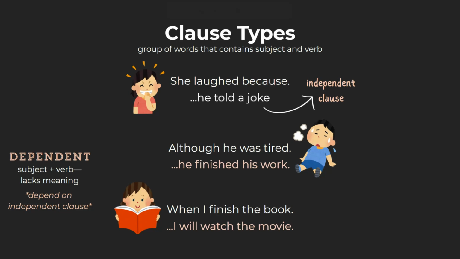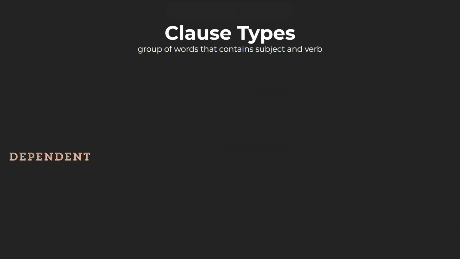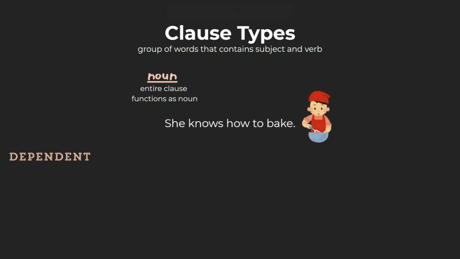As we've stated, there are three main types of dependent clauses: noun clauses, adjective clauses, and adverb clauses. Let's take a closer look at each of these. Noun clauses occur when the entire clause functions as a noun. For example, in the sentence, "She knows how to bake," how to bake is a noun clause.